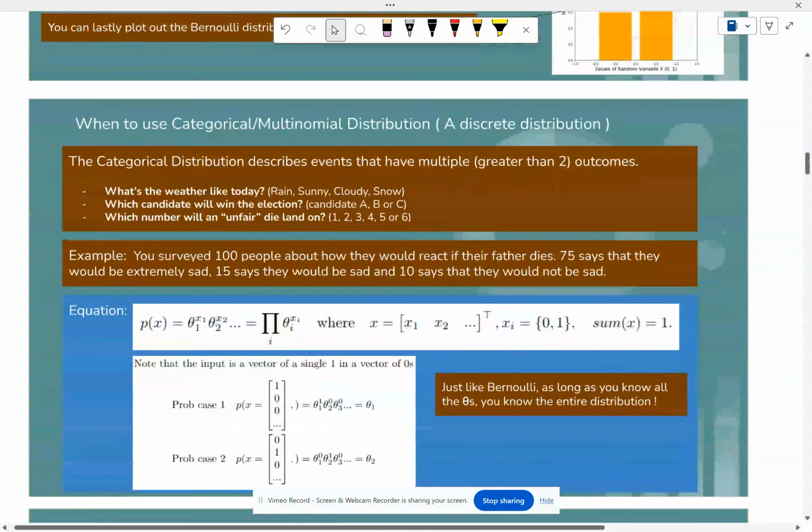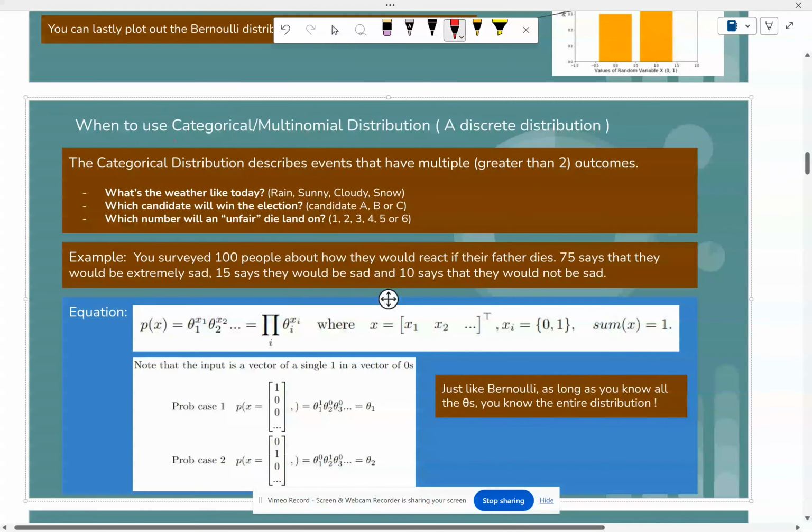Now, Bernoulli is the easiest. After Bernoulli, we have a different distribution called categorical. It's not multinomial, it's categorical. The only difference between categorical and Bernoulli is that you now have multiple outcomes, greater than two. If you have two, the equation is pretty easy, but with three, four, five, the equation becomes different. Situations such as: what's the weather going to be like today? Rain, sunny, cloudy, snow. So it's not just binary anymore. Or which candidate is going to win the election: A, B, C. Or what number will an unfair die land on?